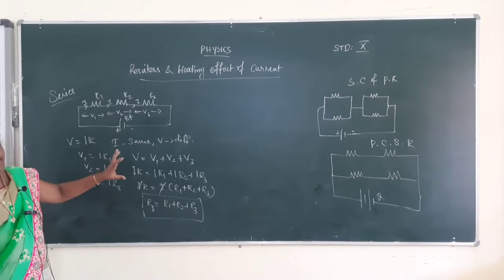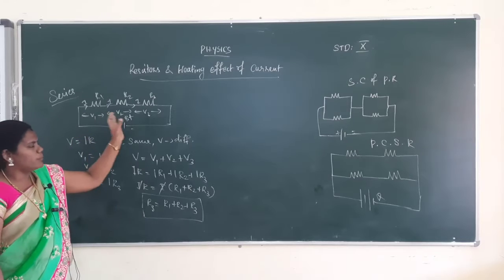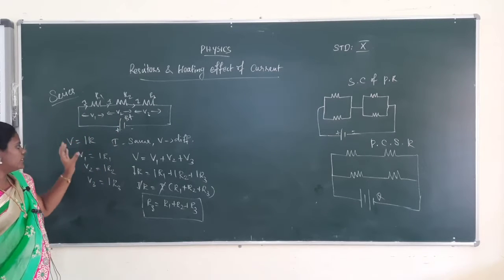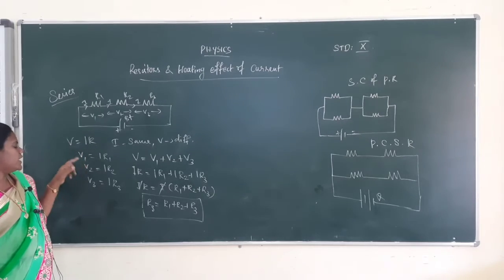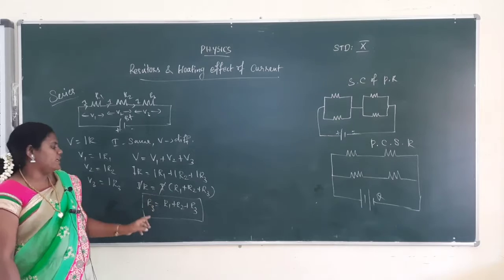If three resistors are connected in series, the current through them is the same and the voltage is different. So write the formula for voltage according to Ohm's law, V is equal to IR, write IR1, IR2, IR3, substitute everything and calculate.